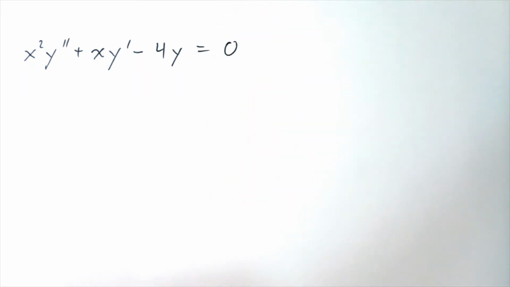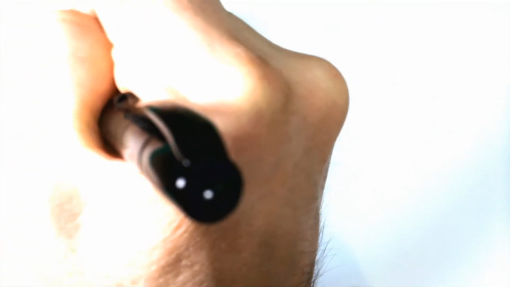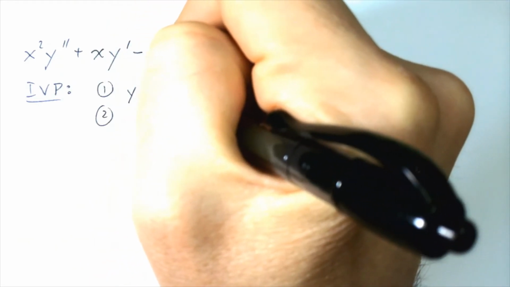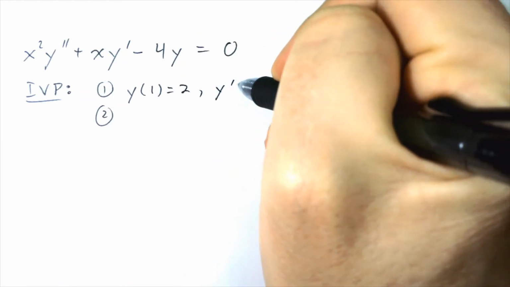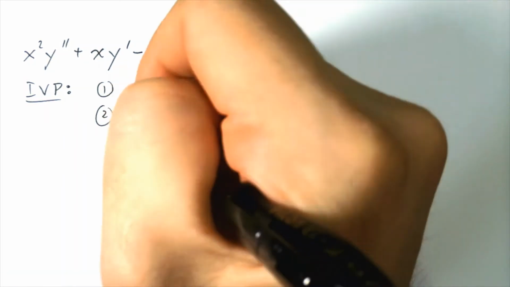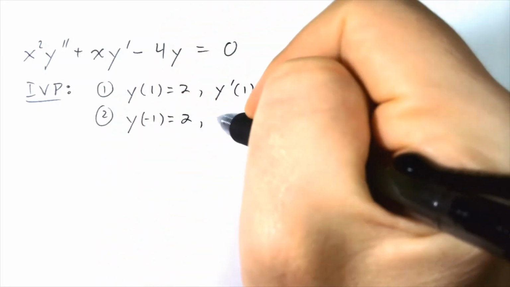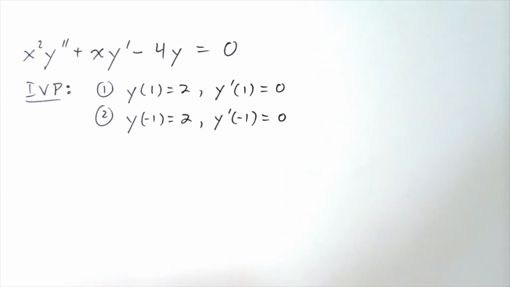Okay, and I'm going to put along with this two initial value problems. First, I'm going to look at the initial value condition that says that y of 1 equals 2 and y prime of 1 equals 0. The next one we're going to look at is that y of negative 1 equals 2 and y prime of negative 1 equals 0. Now, what's the picture here?